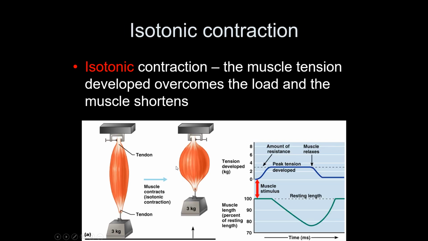Isotonic is different. This time we do actually move the load. We can get shorter or longer. We'll talk more about that here in just a minute. But now notice our weight is smaller. We can now generate enough tension to move that. So not only did we generate tension, we got shorter as we did that. So that's an example of an isotonic contraction.